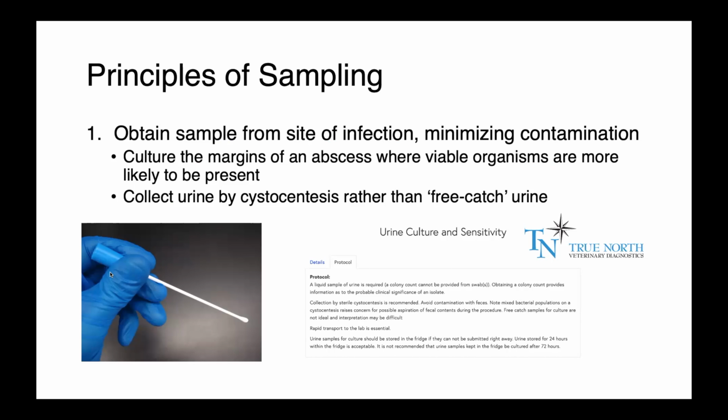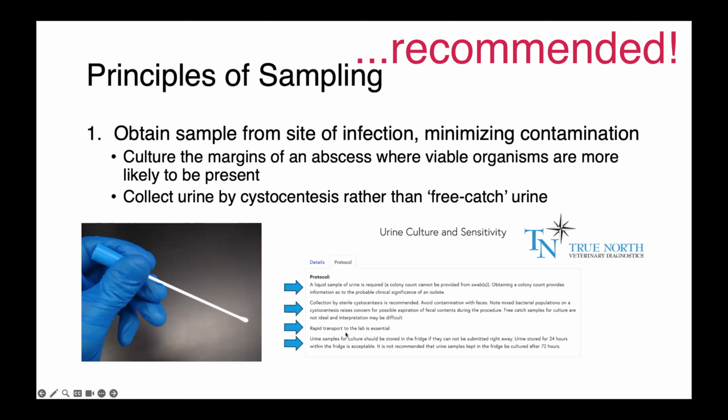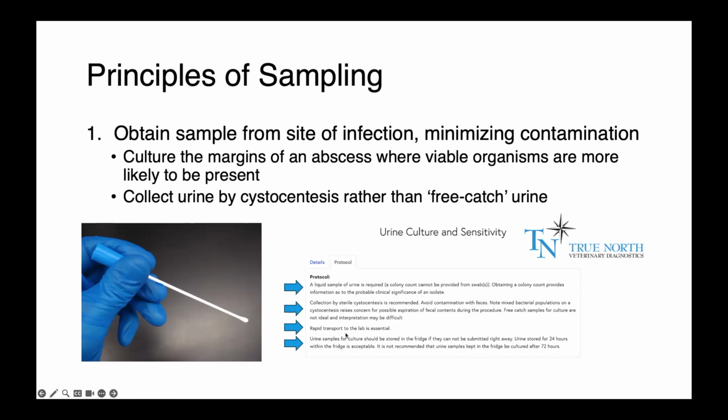And what you'll find is that as you familiarize yourself with diagnostic labs, they provide really good information. Here we have a screenshot of the recommendations from True North Veterinary Diagnostics for performing urine culture and susceptibility testing. They require liquid samples of urine, so you can't submit a swab. Cystocentesis is required. The sample has to make its way to the lab as quickly as possible. And if the urine can't be sent to the lab right away, it needs to be stored in the fridge.